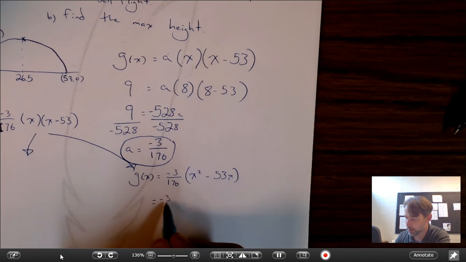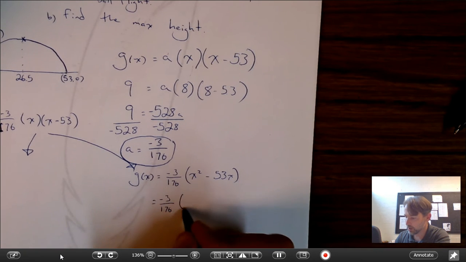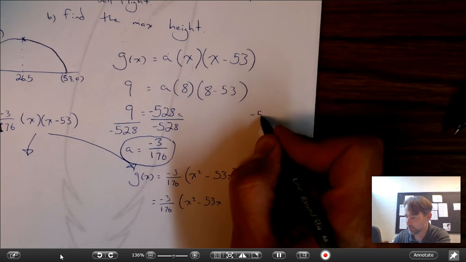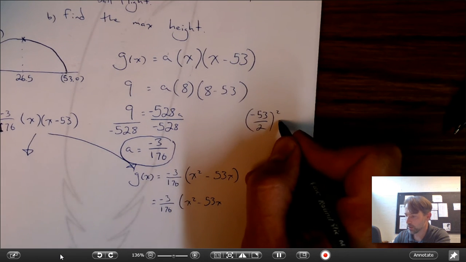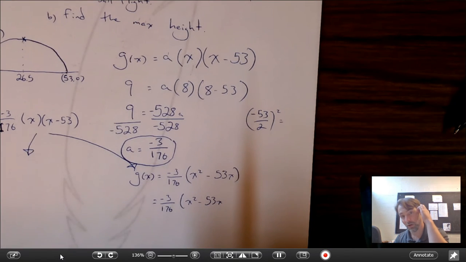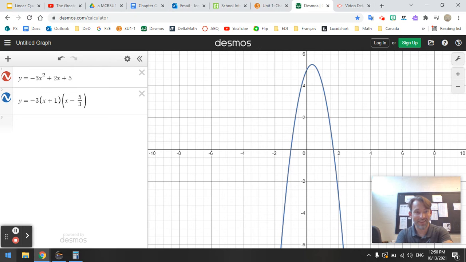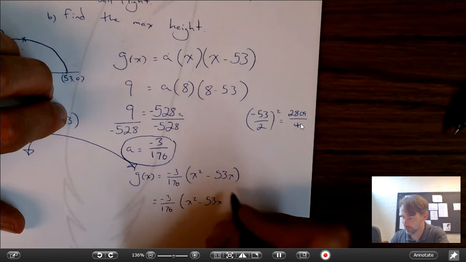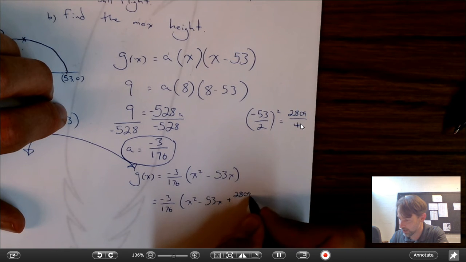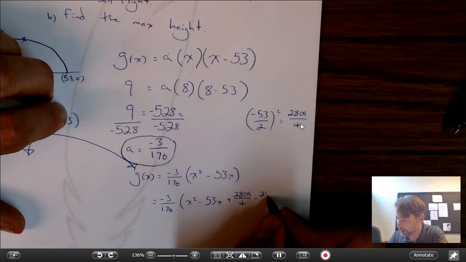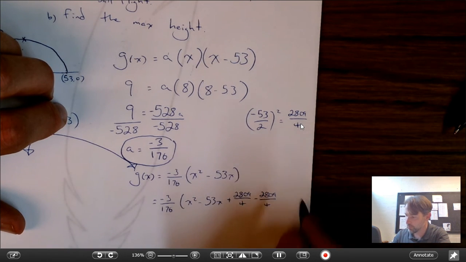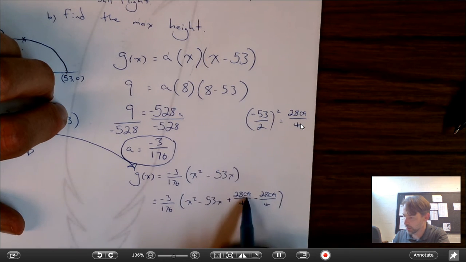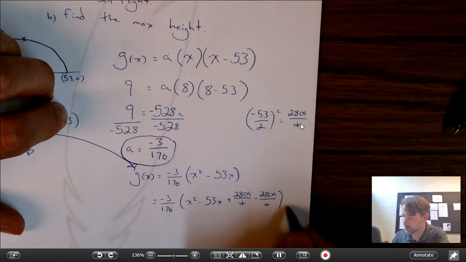So now let's say this is equal to negative 3 over 176, and then x squared minus 53x, and I'm going to add something and subtract something. What do I add and subtract? I'm going to take that negative 53, divide it by 2, and square it. And that's going to give me negative 53 over 2 squared, 2,809 over 4. Because that's the number I'm going to add and subtract to this function. Plus 2809 over 4 minus 2809 over 4. Okay? And so I added and subtracted this Jerry Maguire number. I got that by taking half of this and squaring it. And then I don't have any c over here, so this is fine.